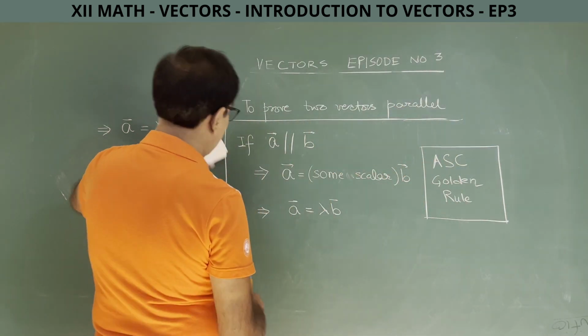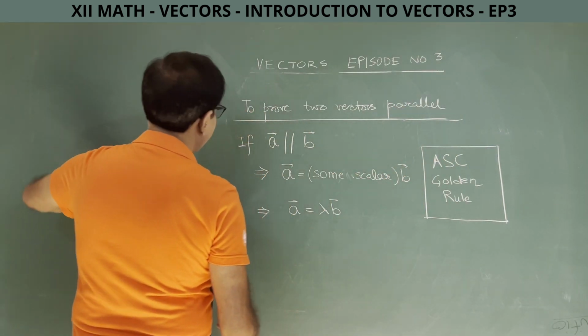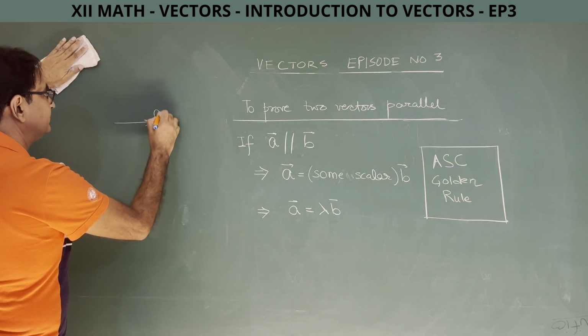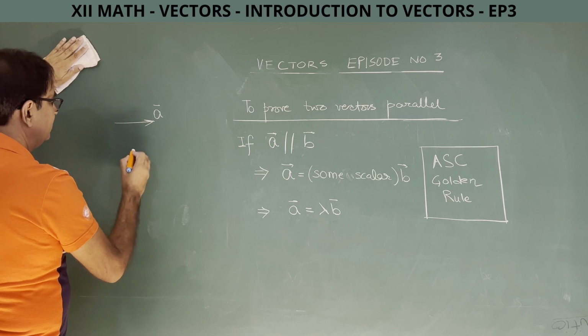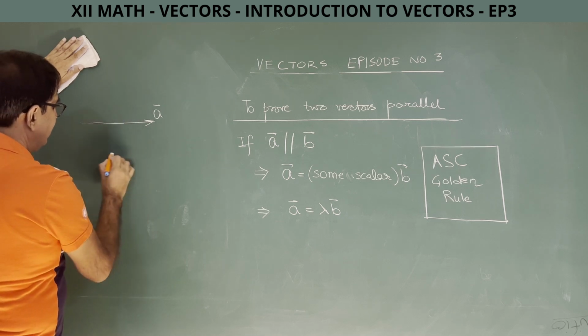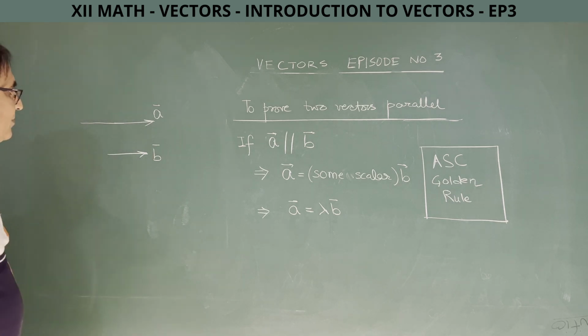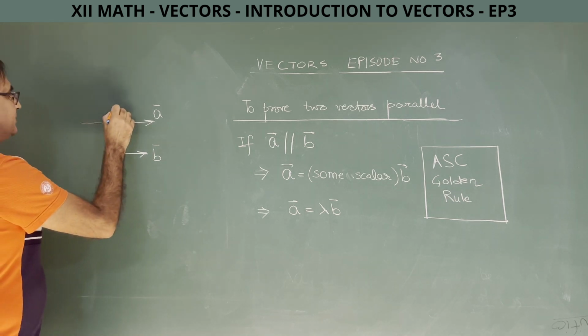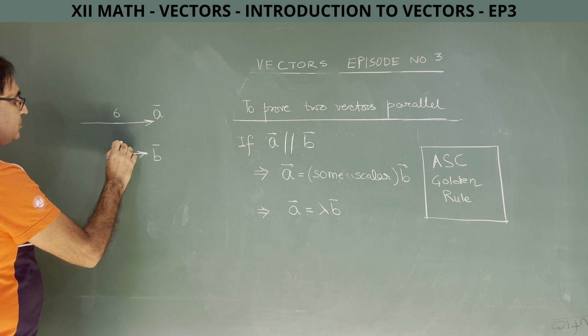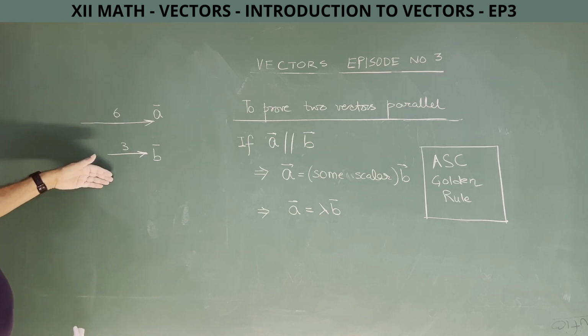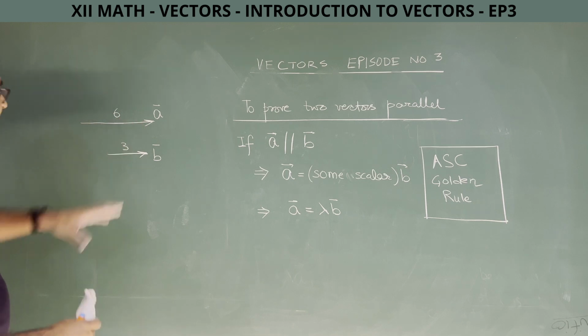Now, how do I justify this rule? Let me draw a diagram. This is vector A, let me make it longer, and this is vector B. Do you see them parallel on the blackboard? Suppose the magnitude of this is 6 and the magnitude of this is 3. Are they equal? No, because they have different magnitudes, but they do have the same direction.